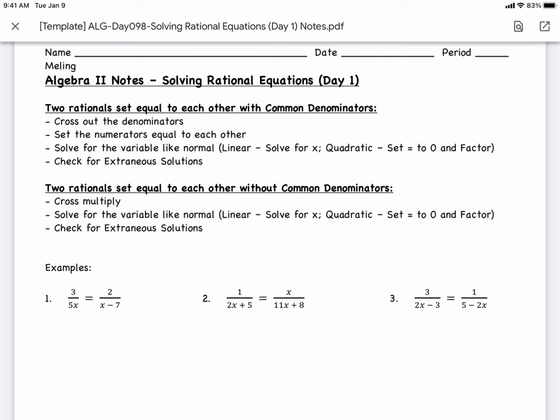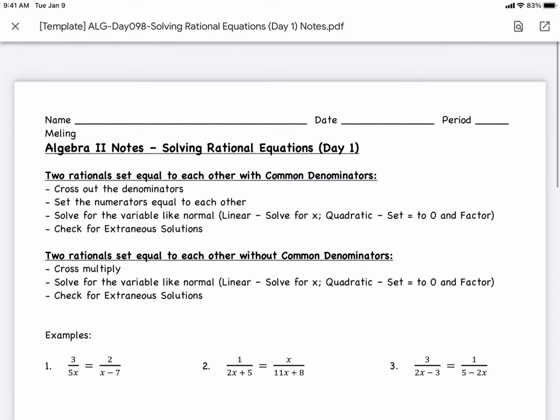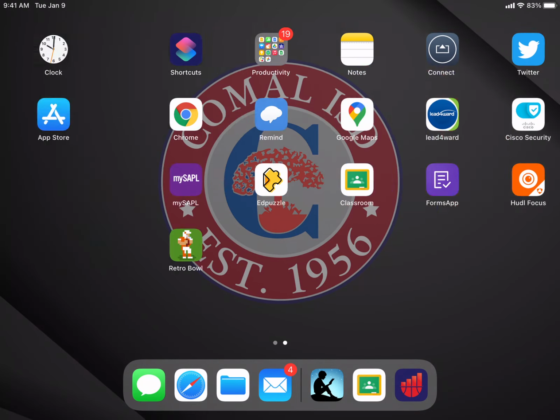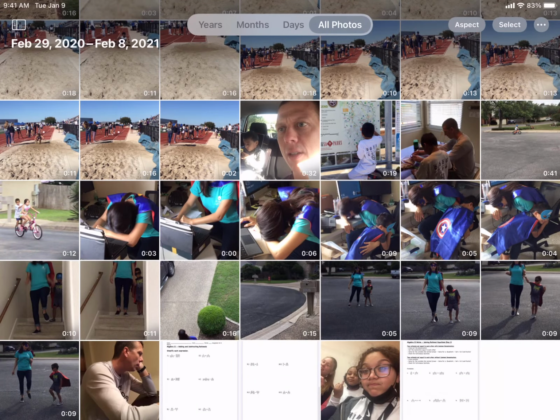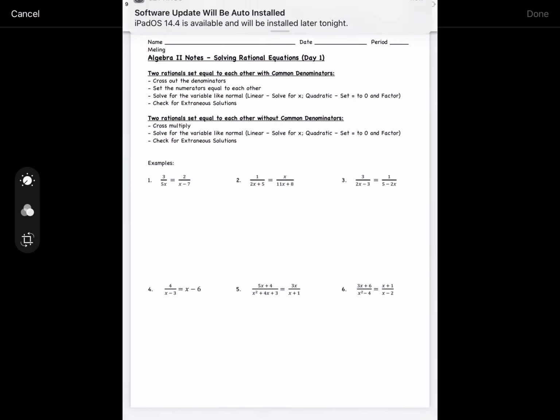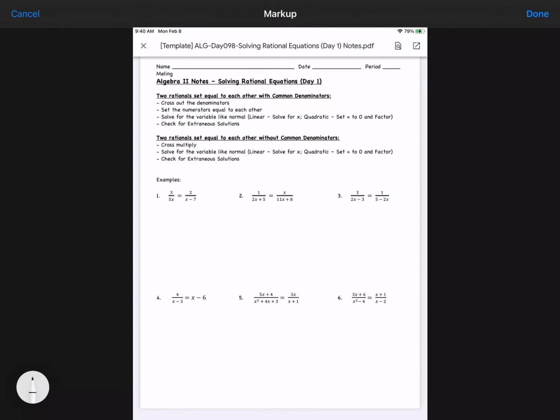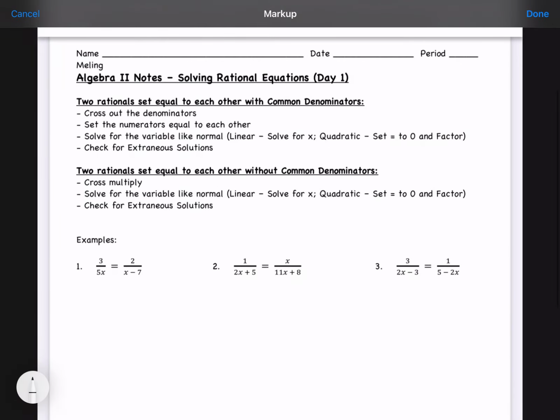All right, so solving rational equations, guys. When we have two rationals set equal to each other with common denominators, all you have to do is cross out the common denominators. Okay? Let me pull it up real quick. So if they have the same denominator, you can just cross them out and just work on the numerators. And you set them equal to each other, you solve like normal, and you check for extraneous solutions. So basically you plug your answers back in.